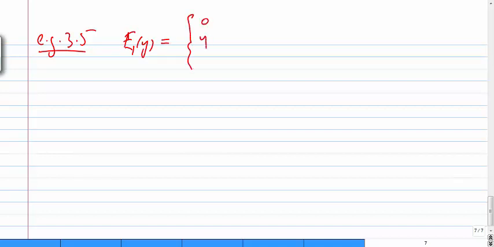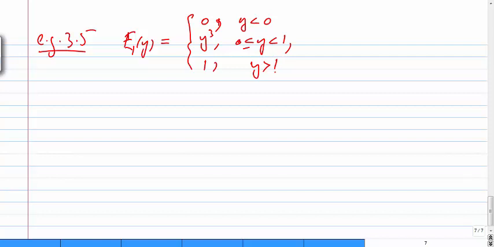So there's another example, example 3.5. It says to consider an experiment that consists of spinning the pointer 3 times and observing Y. The CDF is given to us. The CDF is 0 as y is less than 0, y cubed when y is between 0 and 1, and 1 when y is greater than 1.